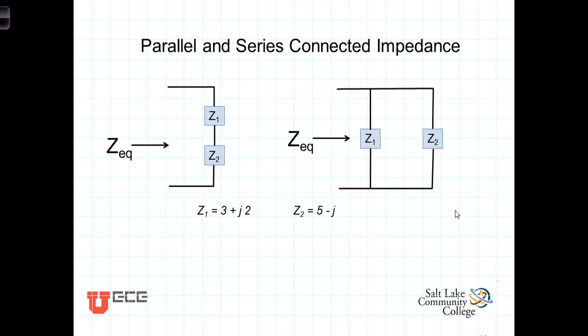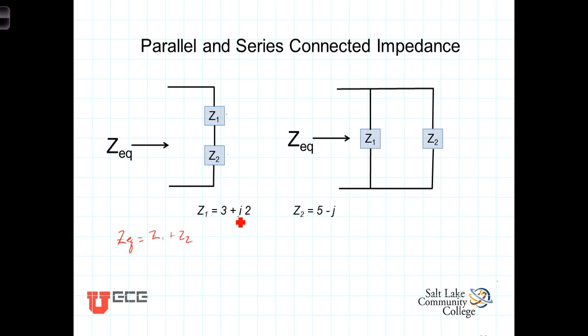Now let's consider how we combine impedances that are connected in either series or in parallel. We might get a hint from the fact that because impedances have the units of ohms, we would expect them to combine in exactly the same way that resistances do. And we're going to see that that is in fact the case. So for example, we've got Z1 and Z2 connected in series with each other. The equivalent impedance, Z equivalent, is just equal to Z1 plus Z2.